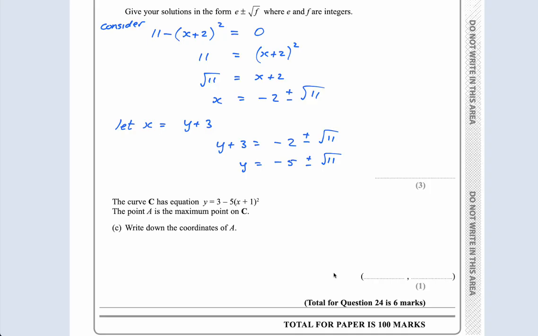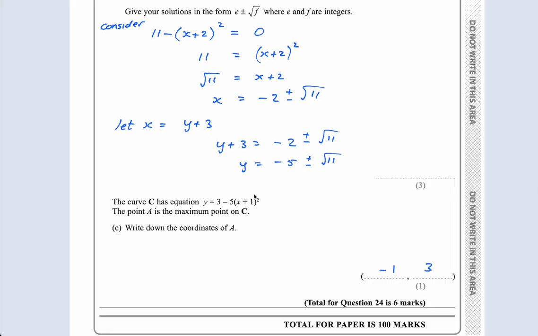The curve C has equation y equals 3 minus 5 times (x plus 1) squared. The point A is the maximum point on C. Write down the coordinates of A. Right, if you know, guys, that this is the completed square form or the vertex form, you know that this question is actually easy. The answer is (minus 1, 3).